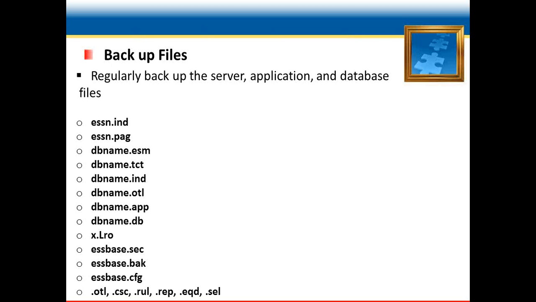Then I'm going to explain the .otl, .csv, rule, report, and database artifact files, which are stored in ARBORPATH, in the location ARBORPATH/app/application name/database name. So these are all about the backup files.